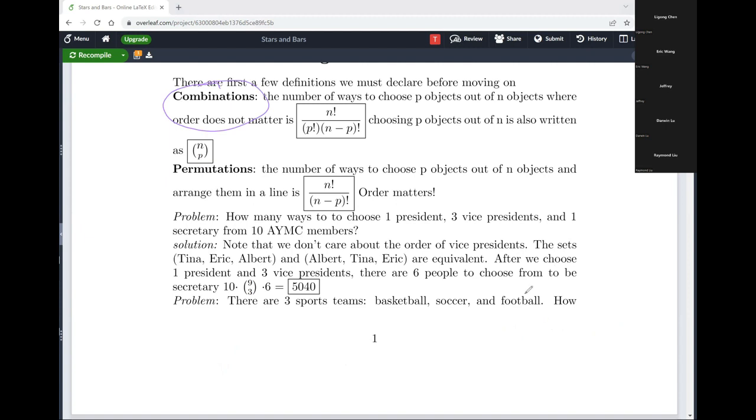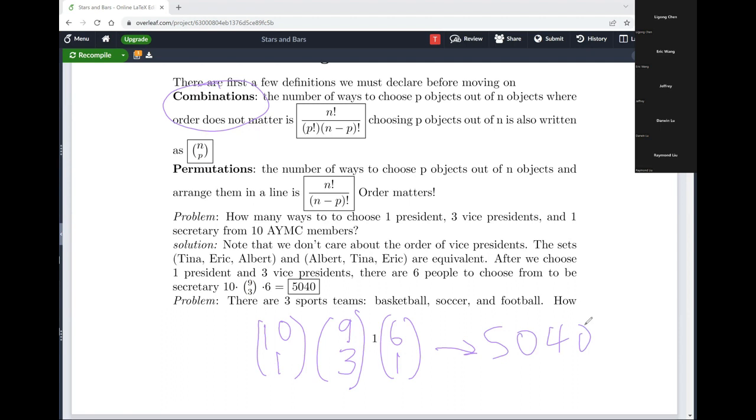So after we choose a president and 3 vice presidents, there's 6 people to choose from. What we're doing is first choosing the president. It doesn't really matter what order we do them in, but let's just start with the president. So we have 10 people, and we need to choose 1 for our president. And now we have 3 vice presidents to choose. Since we already chose 1 from the 10, we have 9 left, and we have to choose 3 to be vice presidents. And now we have 1 secretary, so we have 6 different people to choose 1 from. So this will be our answer, and this is 5,040, which also happens to be 7 factorial if you memorize your factorials.